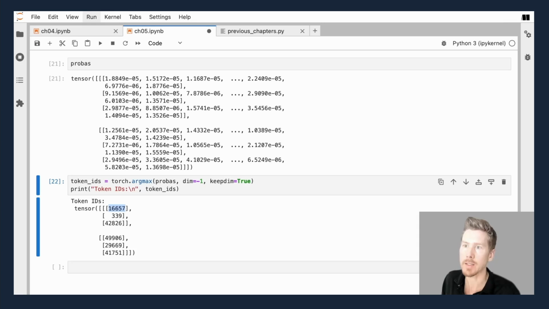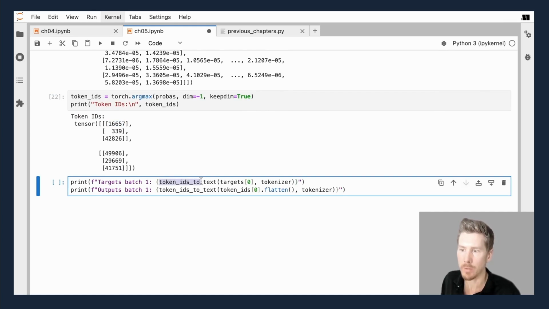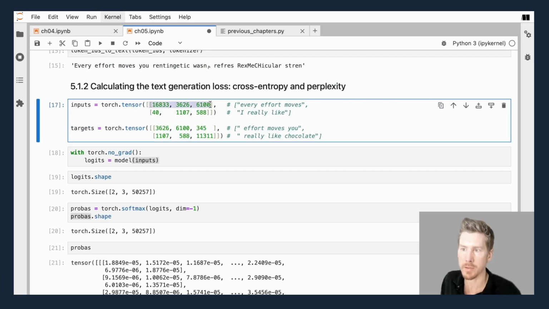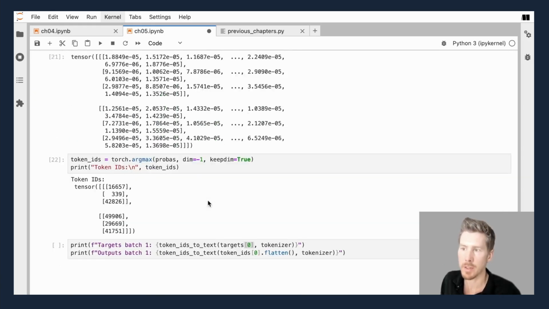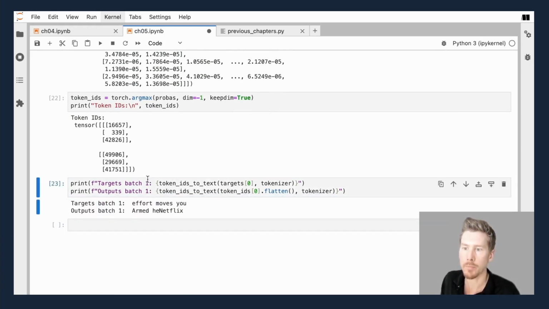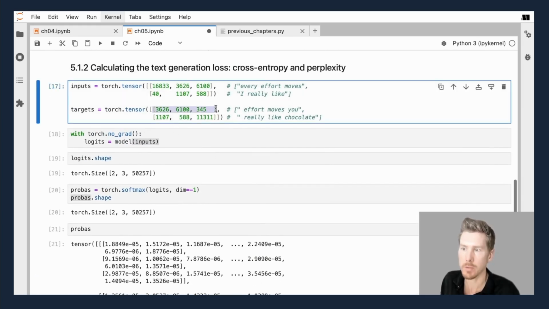Okay, next, so we have these token IDs. Next, we can convert these token IDs into text, similar to what we have done before. And so here I'm indexing, just looking at the first example. So we have 2 examples in text, 0 and 1. For simplicity, I'm just looking at one of them here. So you can see I'm just looking up target 0. Every effort moves you. It's just a look up.